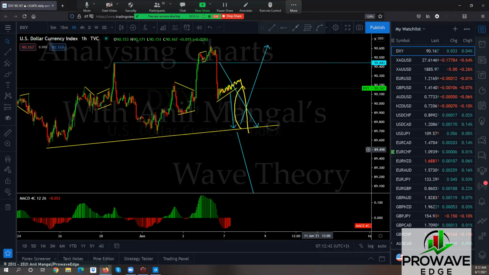We're looking for this sell setup here today. If we get it, we take the trade. If we don't get it, then no big deal. You're not going to be in the trade.